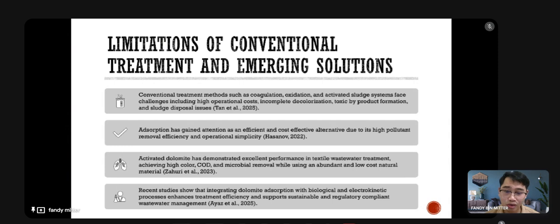So activated dolomite has demonstrated excellent performance in textile wastewater treatment, achieving high color, COD, and microbial removal while using abundant and low-cost natural material. And also recent studies show that integrating dolomite adsorption with biological and electrokinetic processes enhance treatment efficiency and support sustainable and regulatory compliant wastewater management. Okay, next.